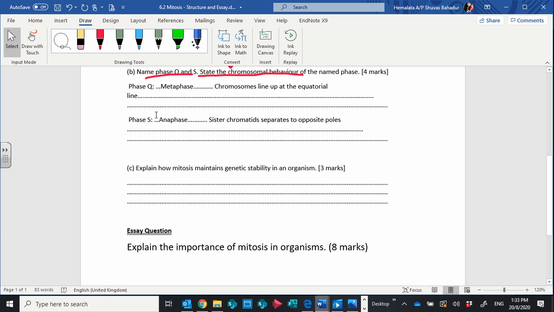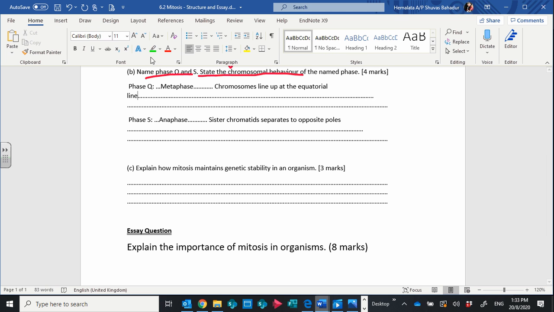This is the tricky question whereby most of you made a mistake. Okay, now I'm going to highlight the keyword over here. How mitosis maintains genetic stability. 3 marks. So how this occurs, you have to give 3 points. 3 points here, how, means process.